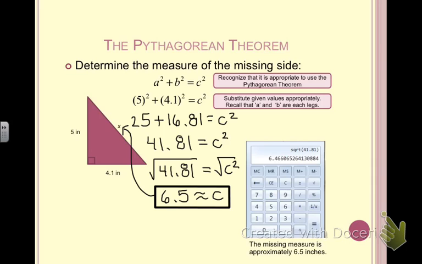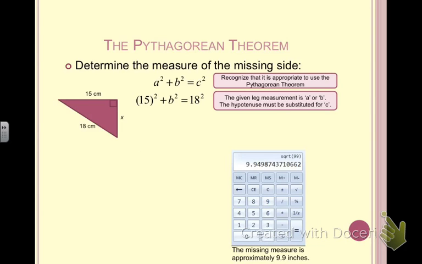Many of these problems, because they are applications, will not result in a perfect square radicand and require a calculator to get an answer. For our purposes in the notes, we will round to the nearest tenth when necessary.